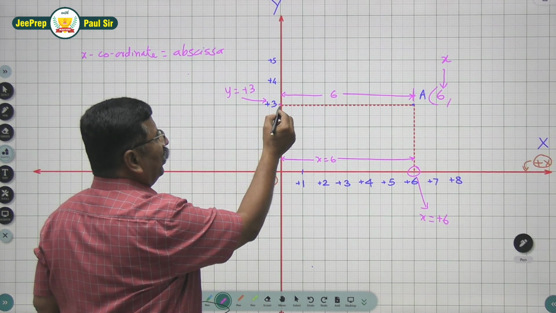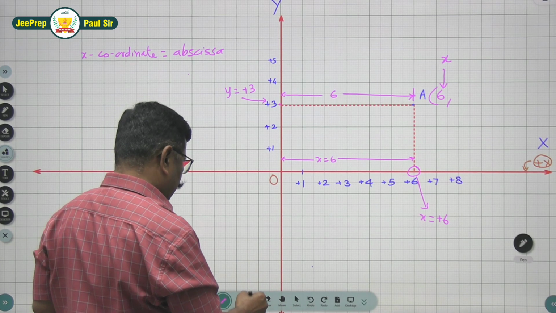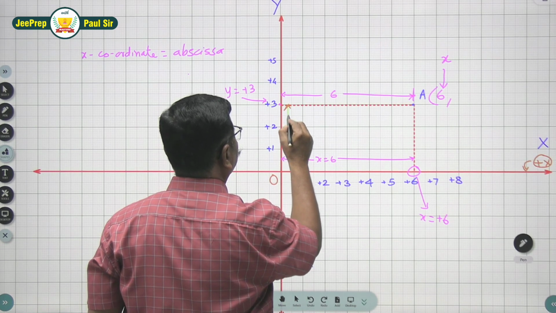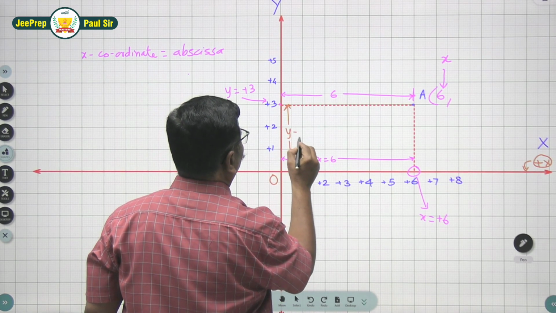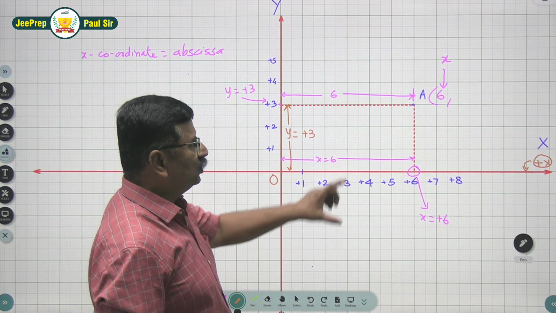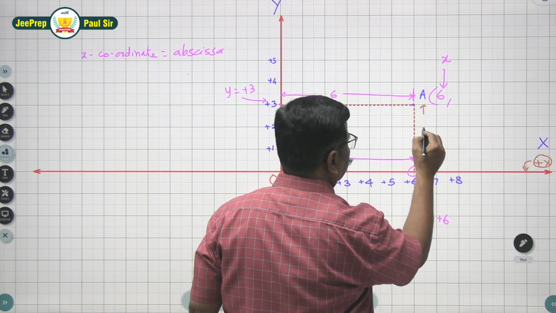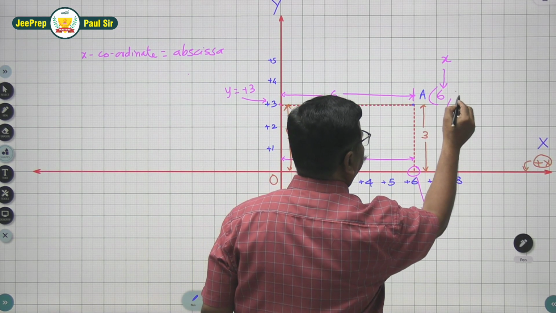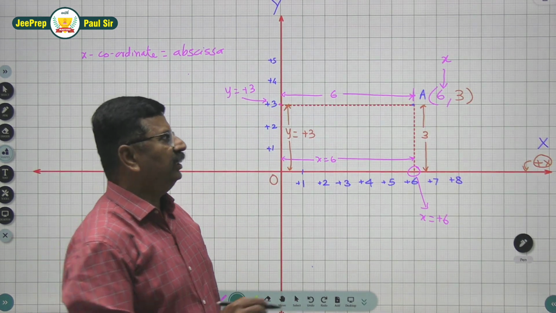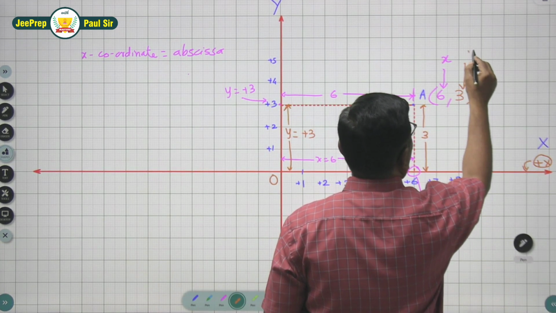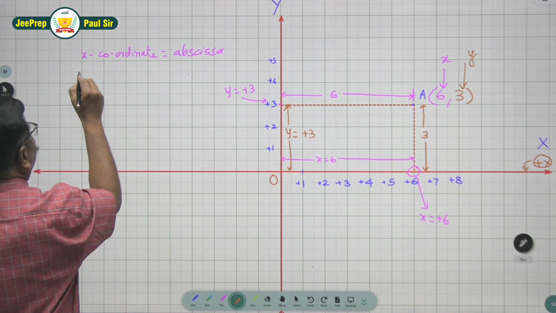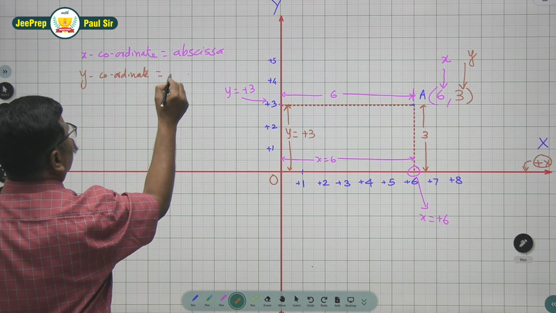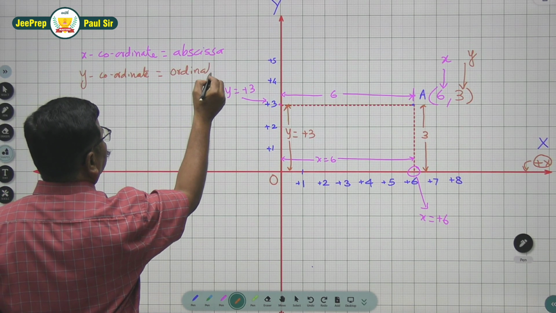This perpendicular meets the y-axis at 3, and this is the y coordinate. Y is equal to plus 3. This means point A is at a distance of 3 centimeters from the x-axis. So the y coordinate is 3. And the y coordinate is also known as the ordinate.